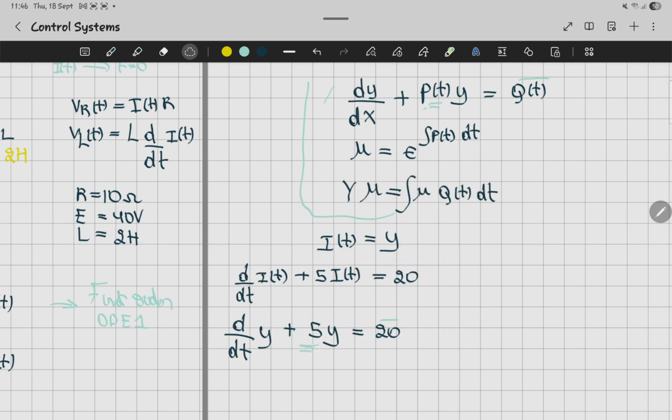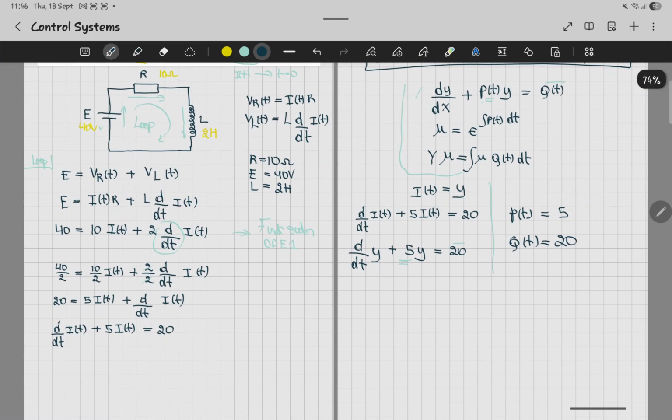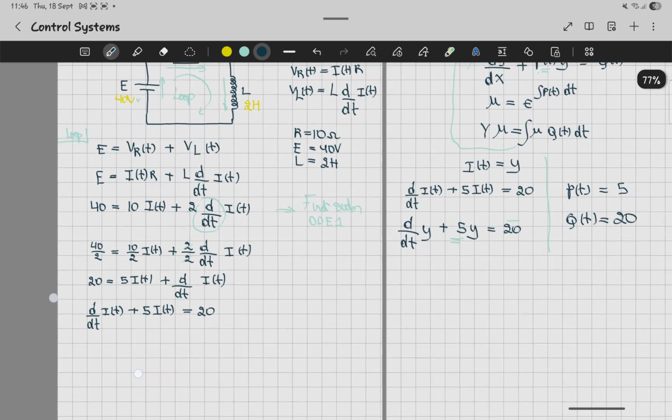Okay, so we're going to get this equation, and then we have to write it using these formulas. We already know what PT is. So PT equals 5. I'm just going to make sure that we got it right. So I'm going to write PT equals 5, QT equals 20. Okay, so let me just work this side, and then I'm going to use that formula.